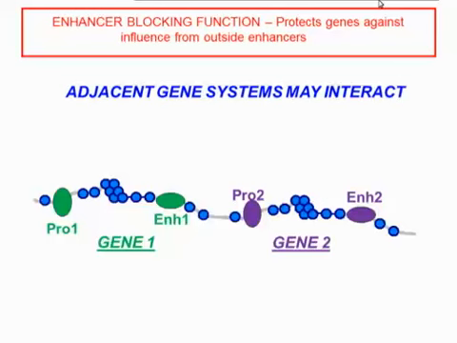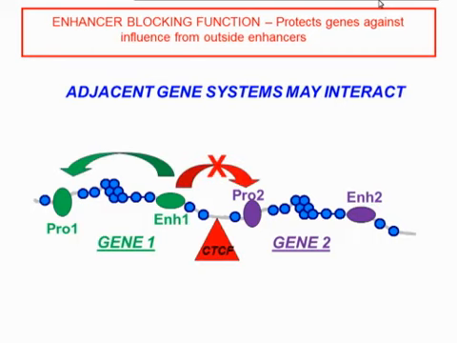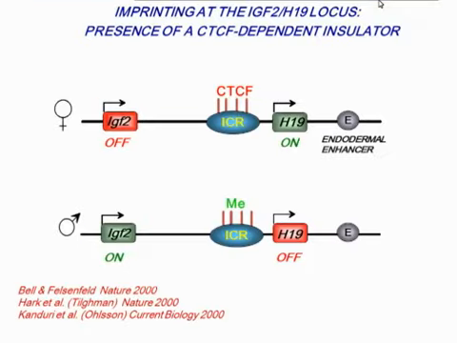It functions as an insulator, and this is the kind of insulator it is. Suppose you have a green system of promoter and enhancer and a purple system, and you want this, of course, to activate that, but you don't want the green one to activate the purple one. If you put a CTCF binding site in between, then this enhancer will no longer interact with this promoter, but it will still work on that one. And in fact, that's what we found.